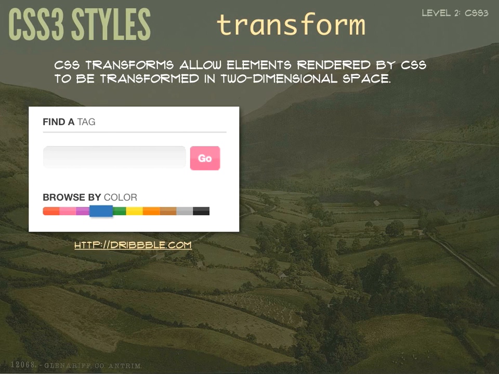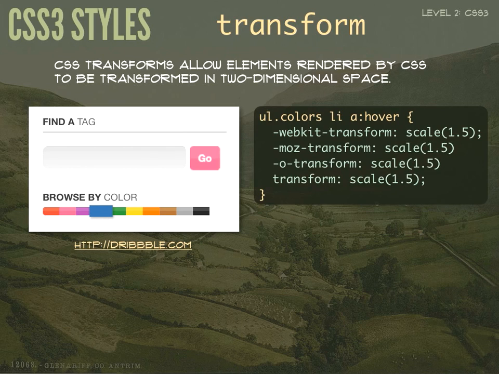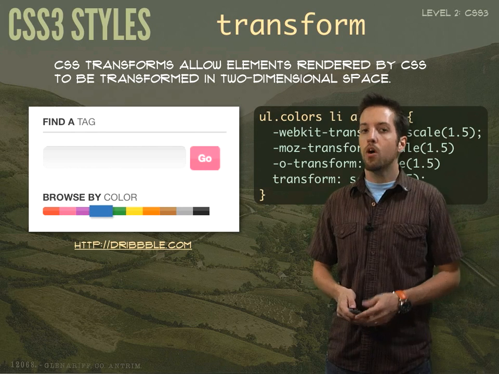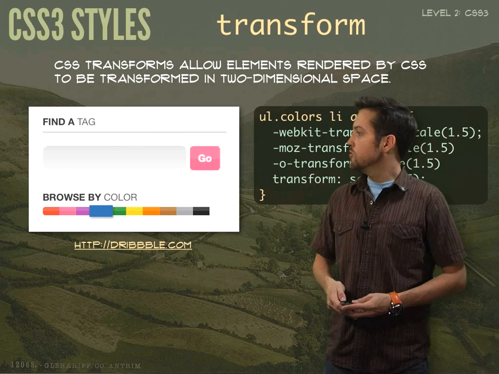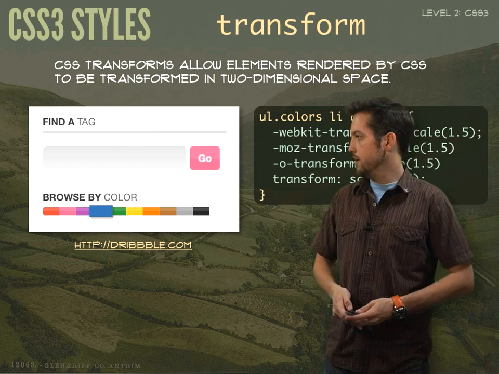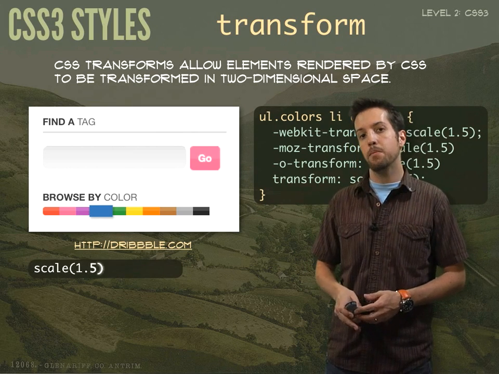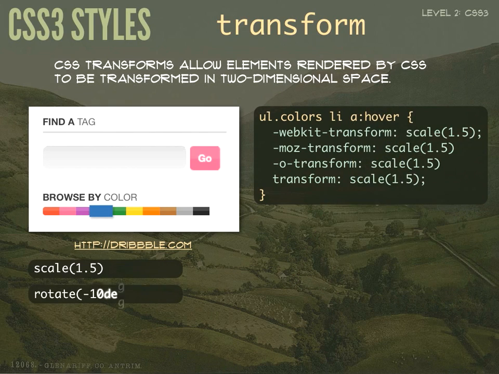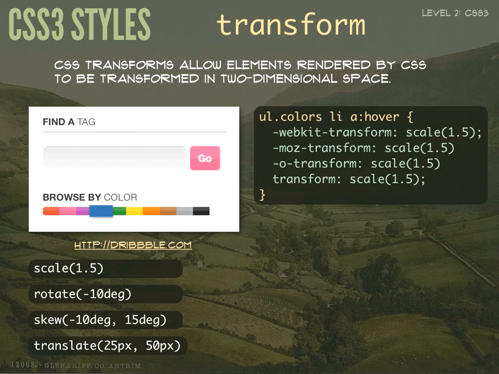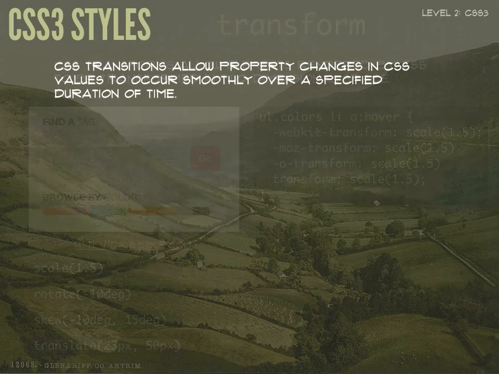So here's what the code might look like. We have an unordered list, and then on hover we set our CSS transform property. Now notice we have vendor prefixes in this property as well. We've also added a vendor prefix for Opera. Now we don't always have to add a vendor prefix for Opera, but in this case we do. So we've chosen to use the scale property for this CSS transform, and basically what that means is we're going to be scaling the image by 50%. We could also use one of the other three properties available, rotate, skew, or translate, which moves the image along the X and Y axes.